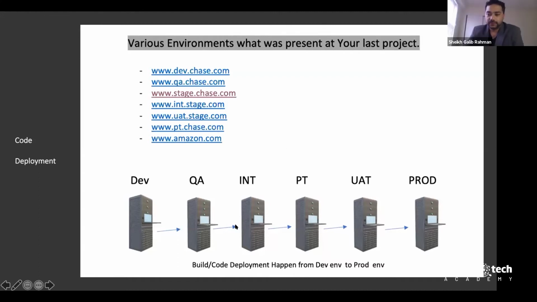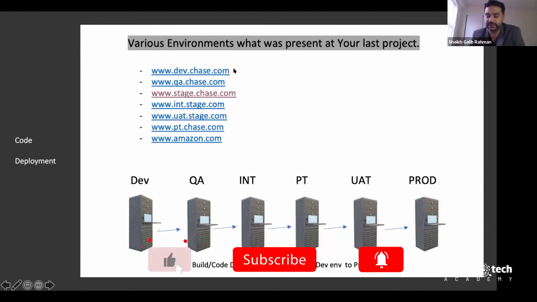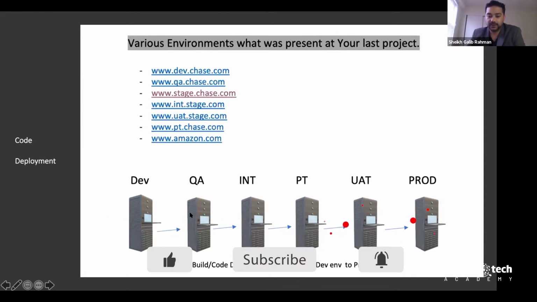So the point I was making is that code needs to be deployed from one environment to another. You start here. The developer does unit testing in their own environment, dev.chase.com, if they have to. And once they're done, they will deploy the entire build here. That is called deployment, and that is not an easy process. They will take the entire code from here and deploy it into QA.